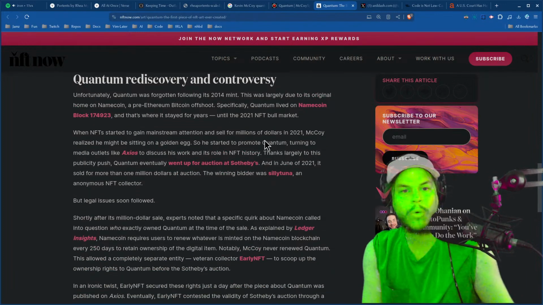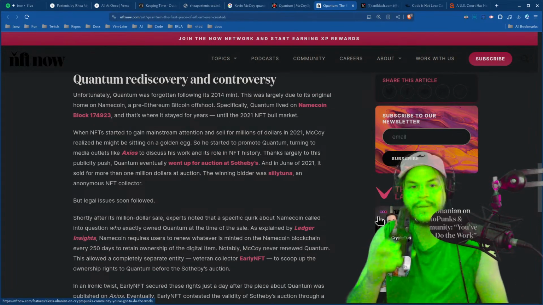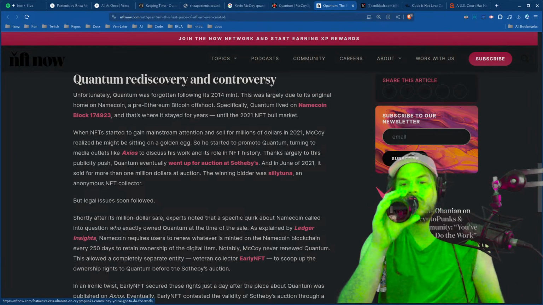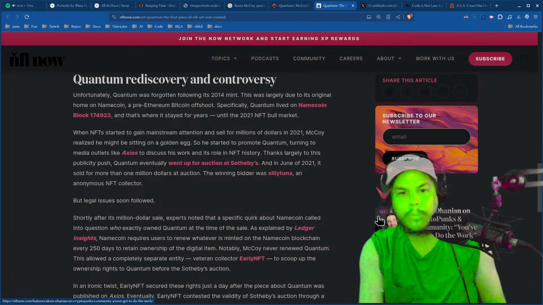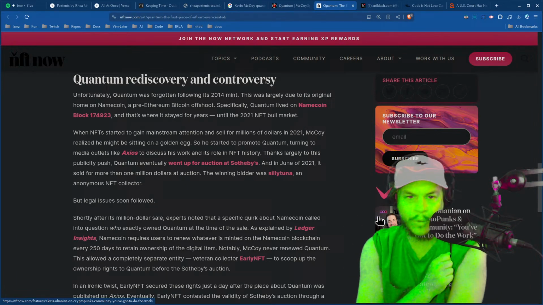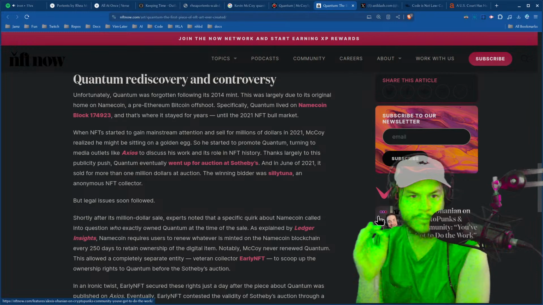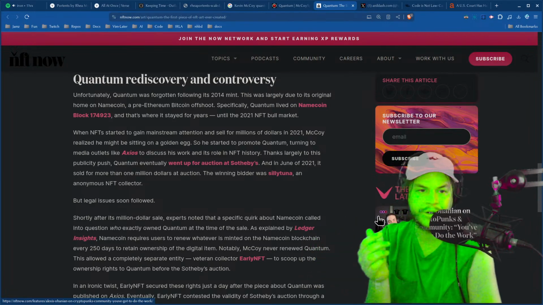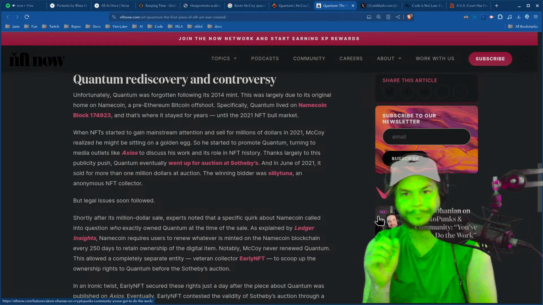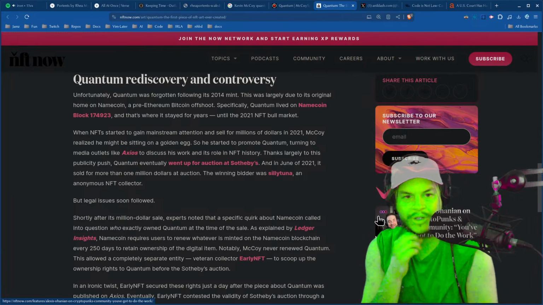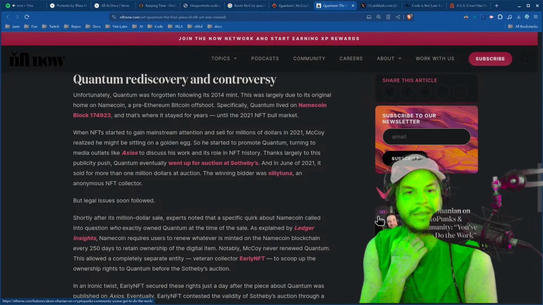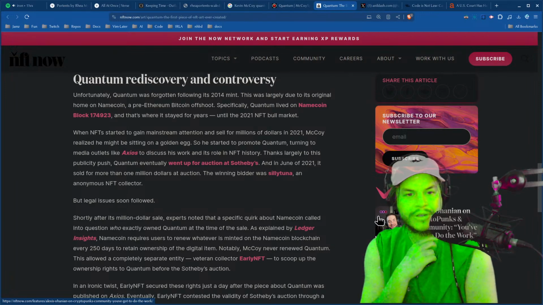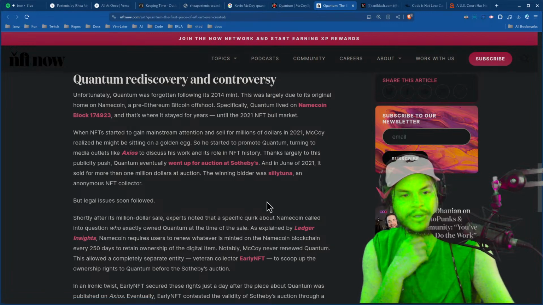So, unfortunately, Quantum was forgotten following its 2014 mint. It was on Namecoin, a pre-Ethereum Bitcoin offshoot. Specifically, Quantum lived on Namecoin block 174,923. That's where it stayed for years, until the 2020 bull market. When NFTs started to gain mainstream attention and sell for millions, McCoy realized he might be sitting on a golden egg. So he started to promote Quantum, turning to media outlets like Axios to discuss its work and history. Largely thanks to the publicity push, it went up for auction at Sotheby's.